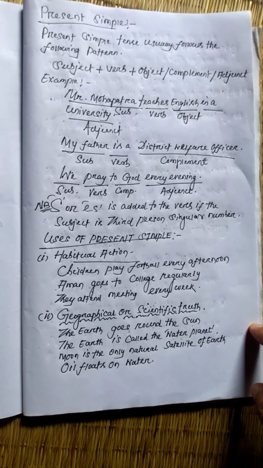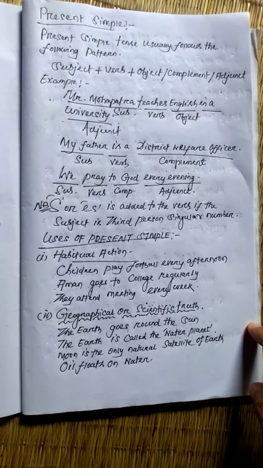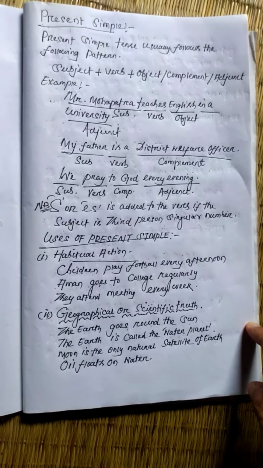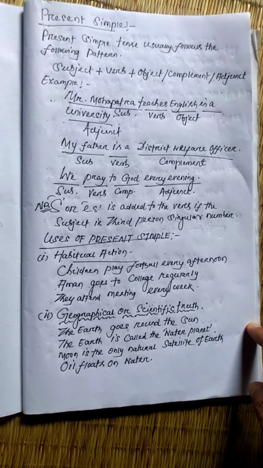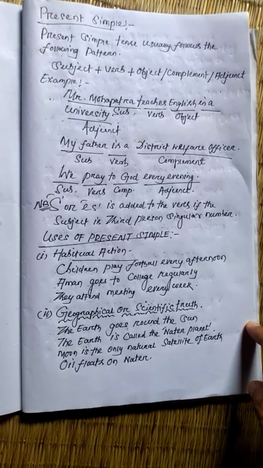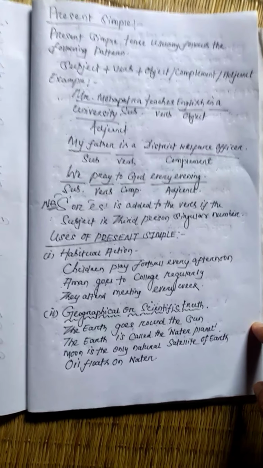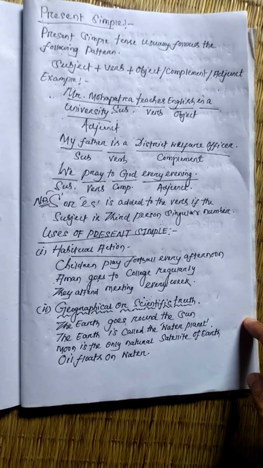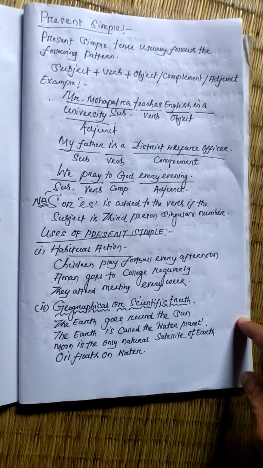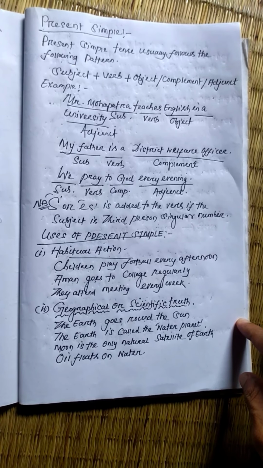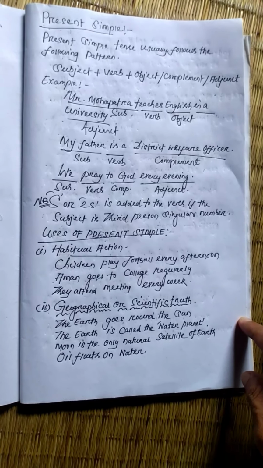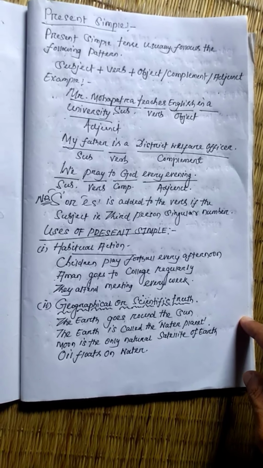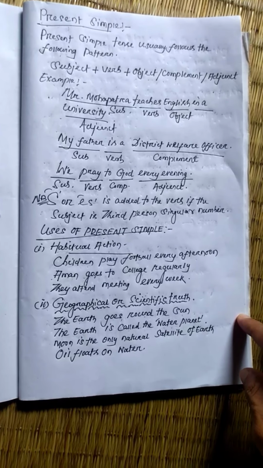What is adjunct? Adjunct is a word that gives extra meaning to the sentence. My father is a doctor. Here my father is subject, is is verb, a doctor is complement. We pray to God every evening. Here we is subject, pray is verb, to God is complement, every evening is adjunct. I have told about adjunct.